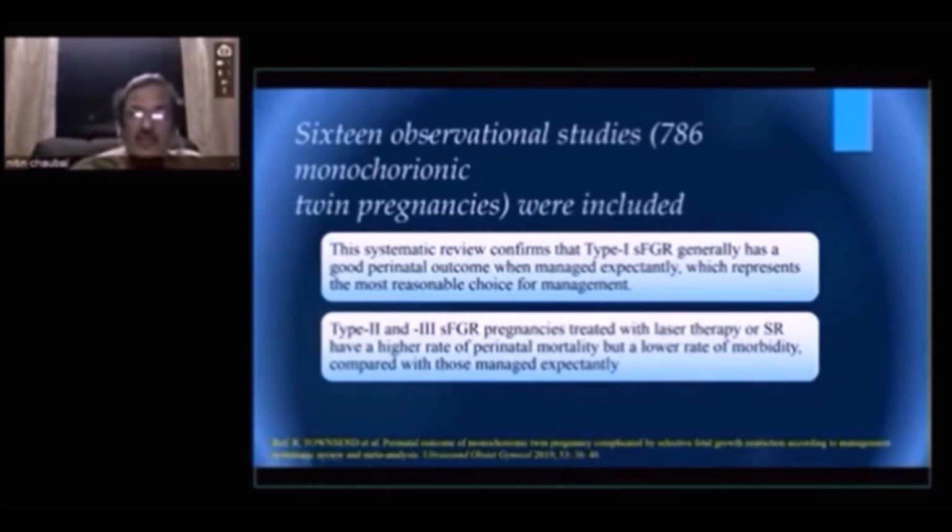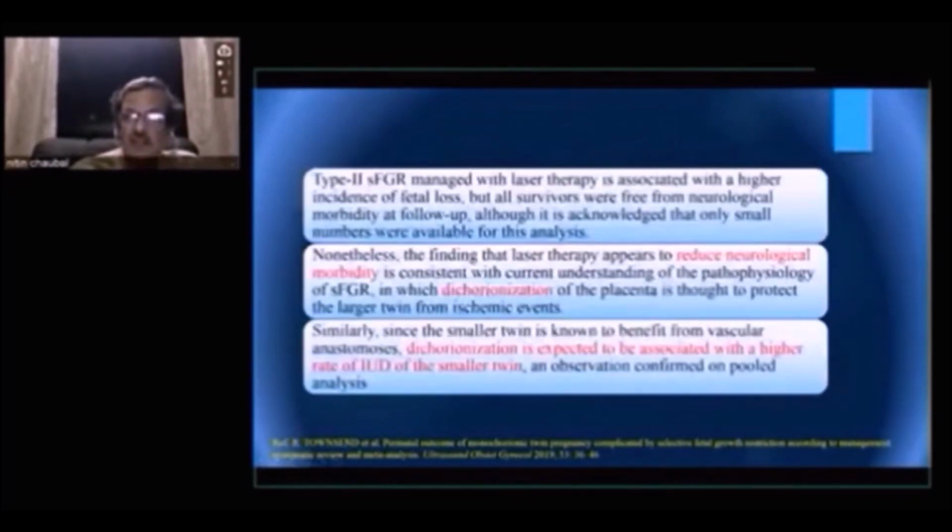So as far as type 1 sFGR is concerned, they have a good perinatal outcome when managed expectantly, which represents the most reasonable choice for management. In type 2, type 3 sFGR, which are treated with laser therapy or selective reduction, there's a higher rate of perinatal mortality, but a lower rate of morbidity compared with those managed expectantly. So with laser management, we know that there is an associated higher incidence of fetal loss but all survivors were free from neurological morbidity at follow-up. And this is very encouraging.